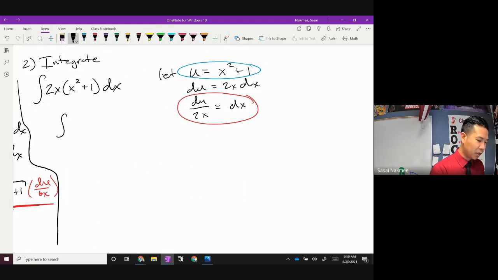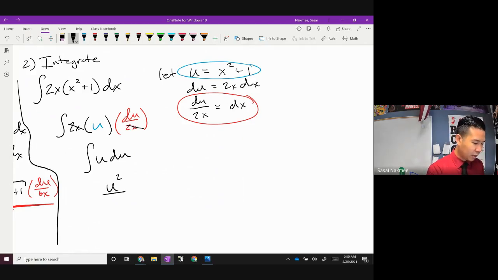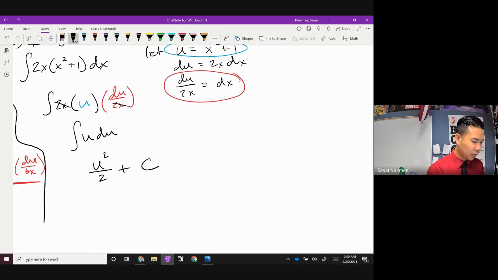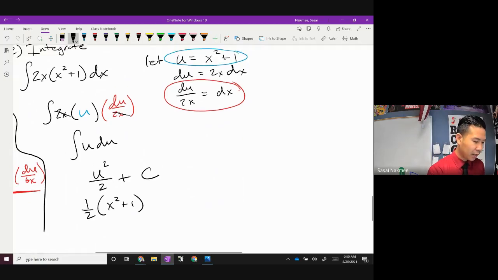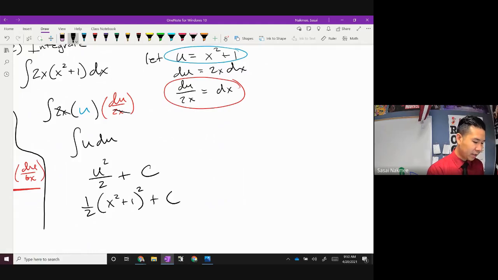So this is going to become the integral of 2x times u times dx. dx, of course, being du over 2x. The 2x's cancel out. I end up with the integral of u du. Man, it's so much easier to deal with now. The integral of u du is just going to be u to the second power divided by 2 plus c. Replace that u with what u was equal to originally, which is, I'll put the 1/2 in front here, the u is x squared plus 1, right? Squared plus c, and you're done.